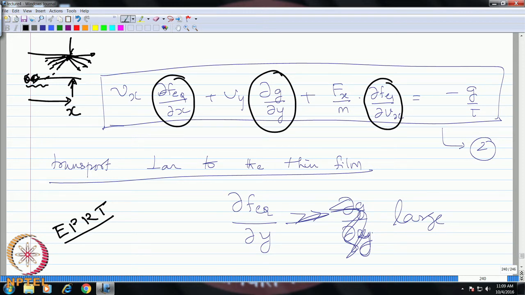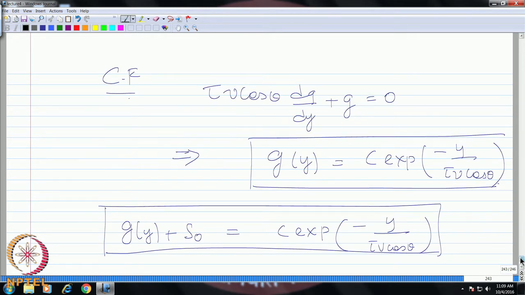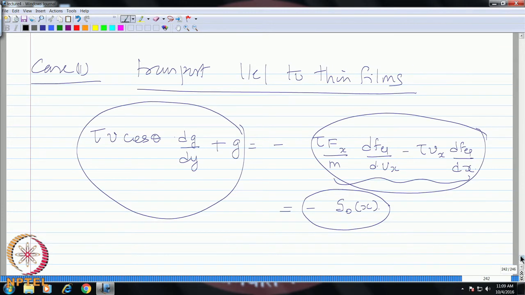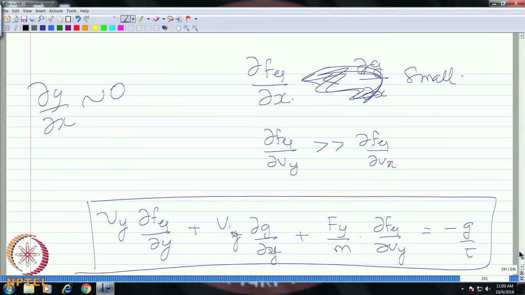Similarly, the transport perpendicular to the film is quite straightforward. So, you have transport in this direction, therefore, the equilibrium function varies in that direction, and also the deviation from equilibrium will also be dominant in only the y direction because of the confinement. Okay. Therefore, for that you have only all the derivatives with respect to y.